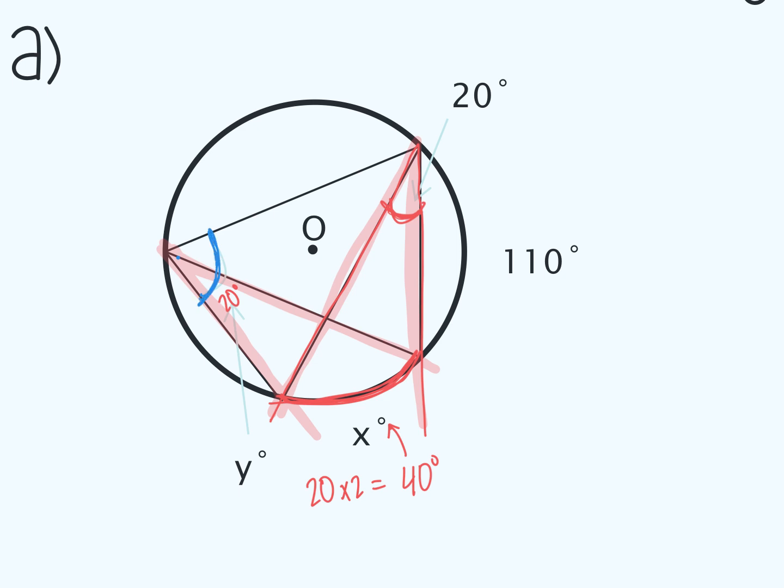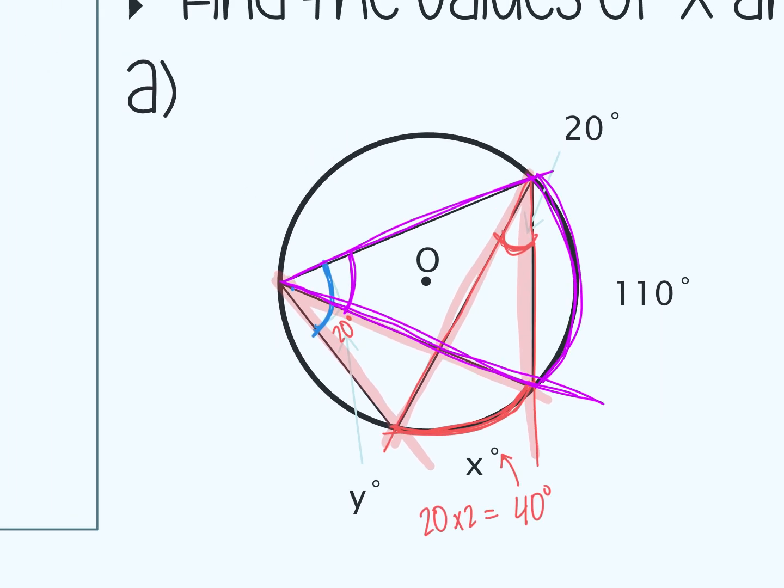So looking at it, I need to find what's missing, which is this measure right here that I'm highlighting in purple. How would I find that purple angle? Do I know what the arc measure is? Yes, the arc measure is what? 110. Okay, if the arc measure is 110, what's the measure of the inscribed angle? 55. Good, so I'm going to take that 110, divide it by 2. I'm going to get 55 degrees.